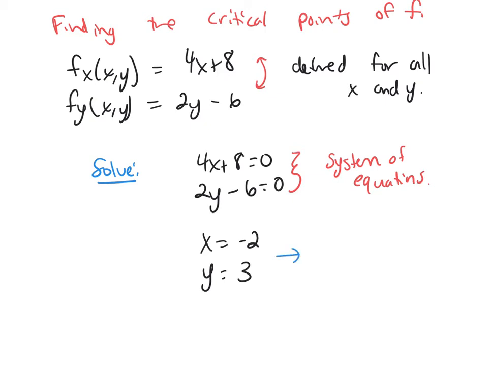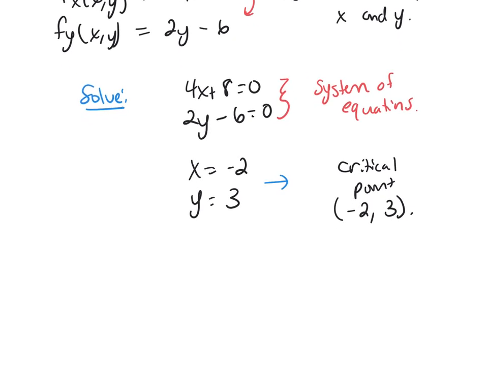So we get one critical point, the critical point (-2, 3). Now, just because you have a critical point doesn't mean you have a relative maximum or minimum. So we need to ask ourselves, is this critical point a relative extrema?